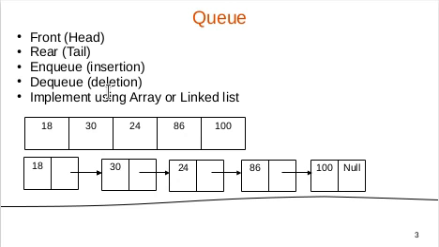Now the main concepts of queue are the NQ operation, that is insertion in queue, the DQ operation, that is deletion in queue, front, meaning from where we can delete, and rear or tail, meaning from where we can insert. We can implement queue using array or linked list. Using array it will look like this, and using linked list it will look like this. We will discuss this in detail.